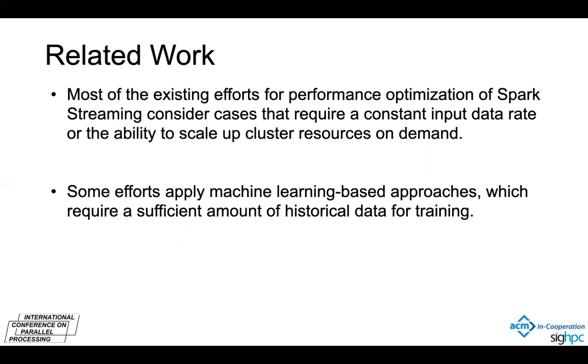Some efforts apply machine learning-based approaches, which require a sufficient amount of historical data for training. Different from the aforementioned work, we propose a stochastic approximation-based streaming optimization scheme to minimize end-to-end delay while keeping the system robust to varying input data rates. Compared with machine learning-based approaches, the scheme requires no historical data and incurs negligible computing overhead.